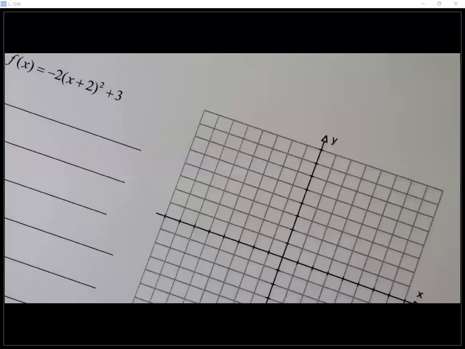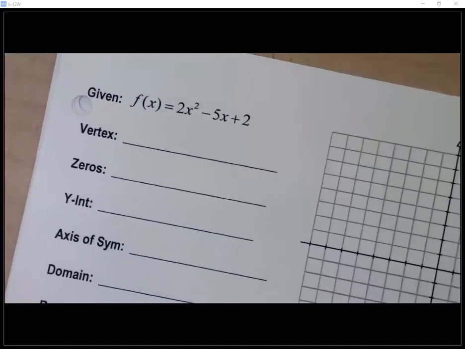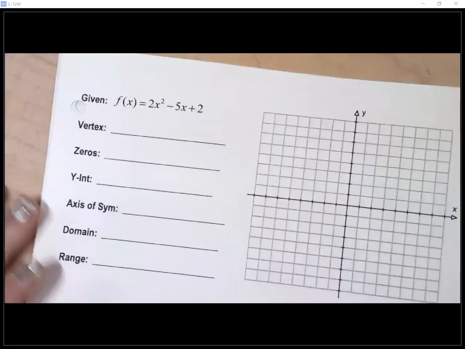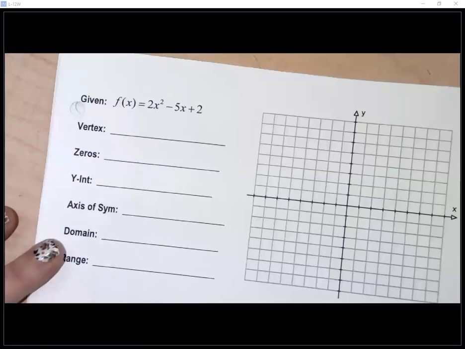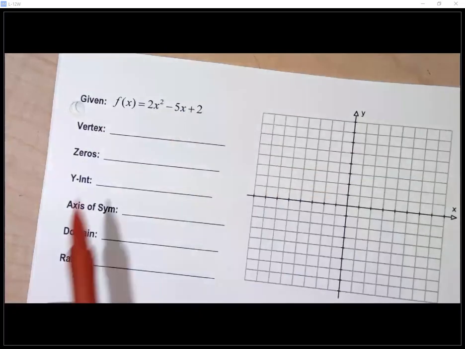Okay, so let's take a look at the top one. On your upcoming quiz test, I'm going to be asking you to find all of these things, as well as to graph the quadratic. It doesn't really matter where you start. You might as well start by finding the vertex. If it's in standard form, you could do the negative b over 2a, and then plug it in.